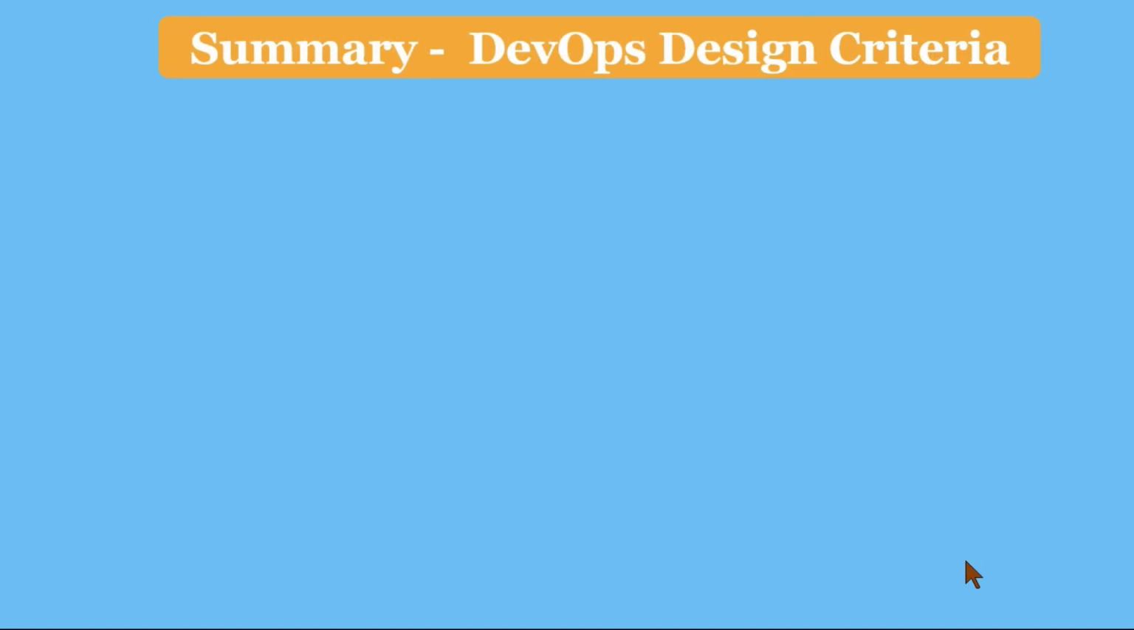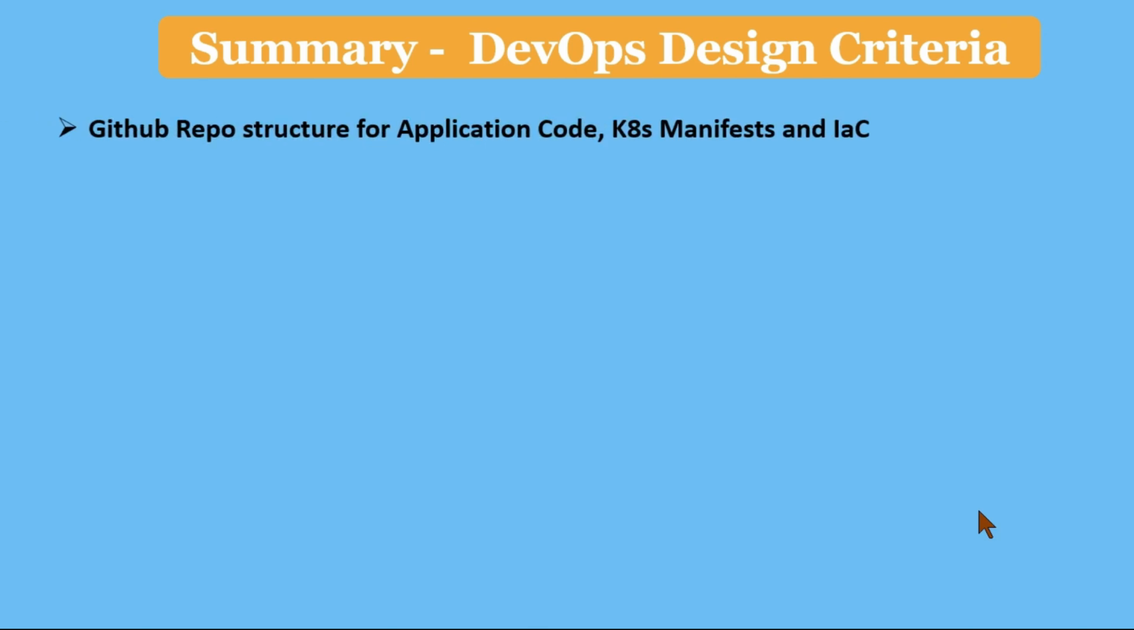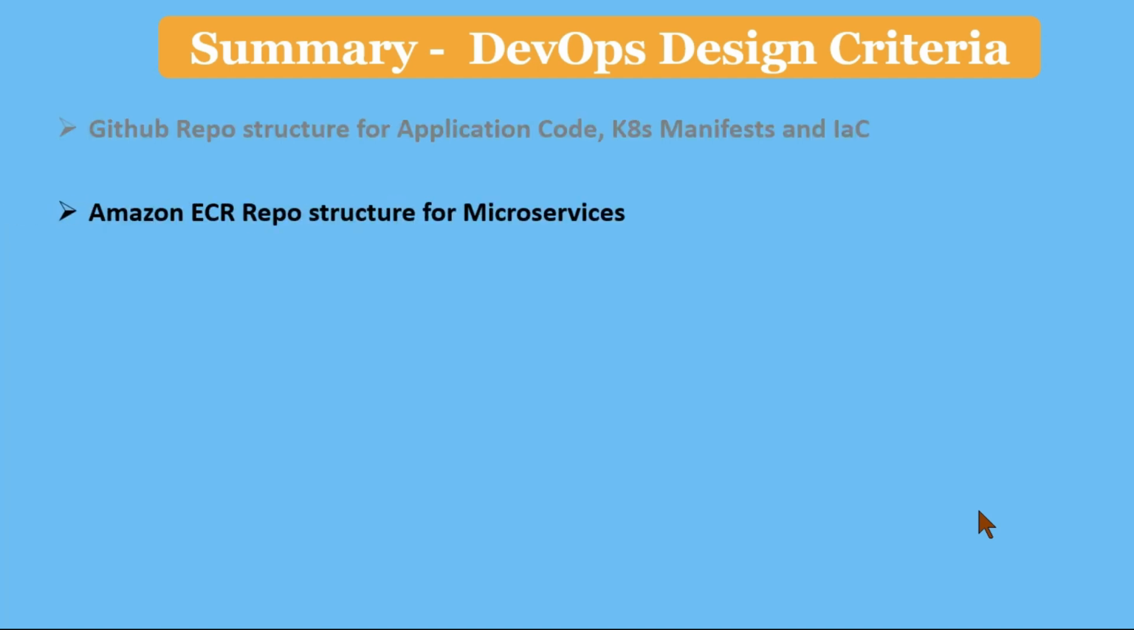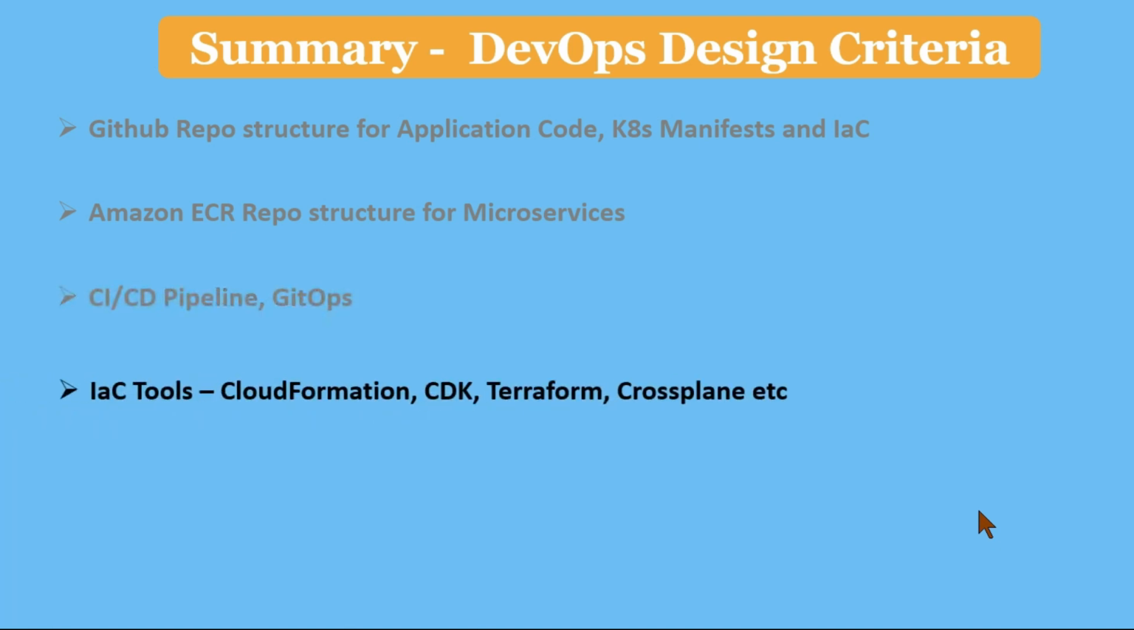So let us summarize the DevOps design practices. First, let us identify the right repo structure for application code, Kubernetes manifest files, and infrastructure as code templates. Then choosing the right ECR repo structure for microservices for hosting the container images, and using the right toolchain for the CI/CD, and deciding the right stages within the pipeline, including various stages for scanning the code, scanning the images, manual approval, load test, and then deploy to the production. And choose the methodology such as GitOps.